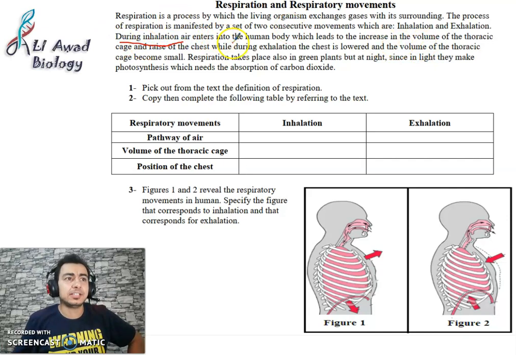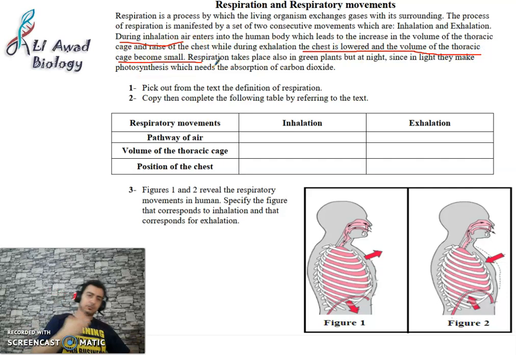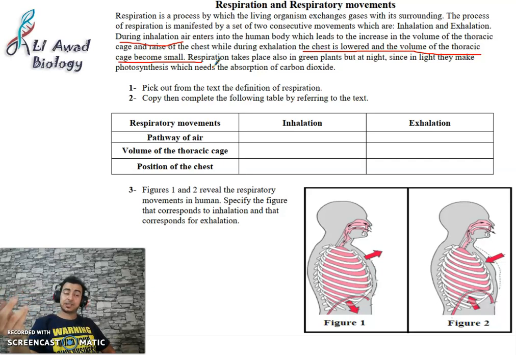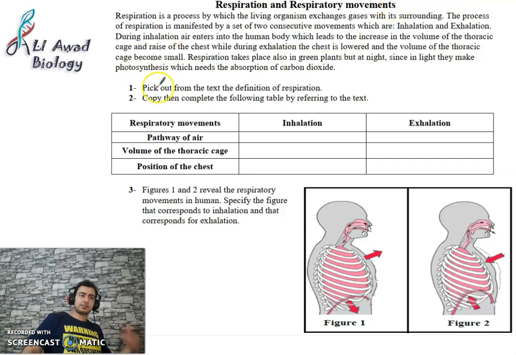During inhalation, air enters into the human's body, which leads to the increase in the volume of the thoracic cage and raise of the chest, while during exhalation, the chest is lowered and the volume of the thoracic cage becomes small. الصدر بينزل والقفص الصدري بيصغر. Respiration takes place also in green plants but at night, since in light they make photosynthesis, which needs the absorption of carbon dioxide. تمتص carbon dioxide وقت الفوتوسينثيسيس قبل شوي حكينا عنها.